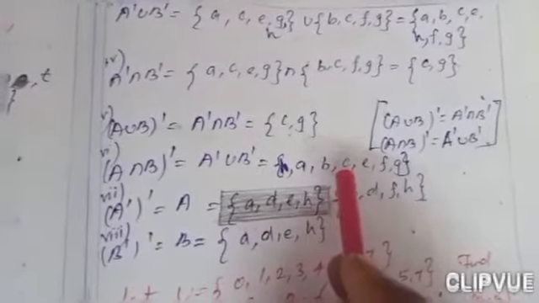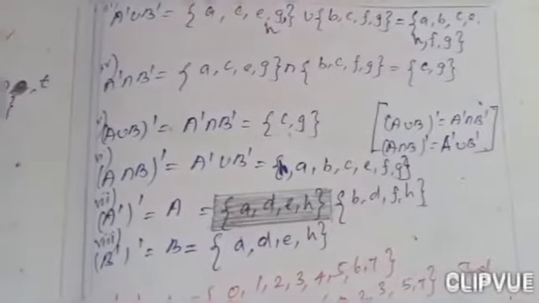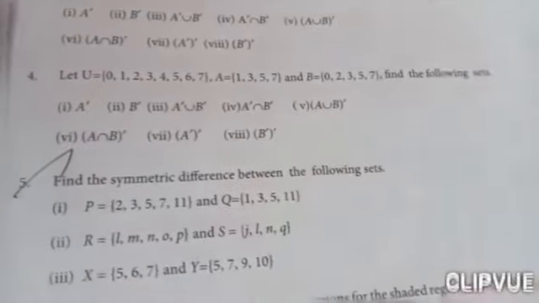Next we pass on to the fourth sum in exercise 1.3. In the previous sum, they gave the alphabets A, B, C like that. Here they are given in numbers. It is very easy to understand compared to the previous one.